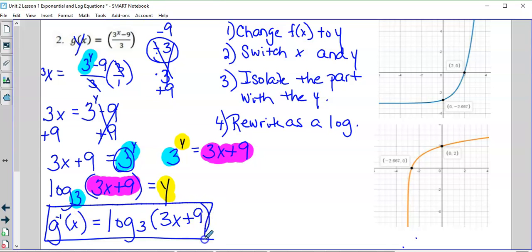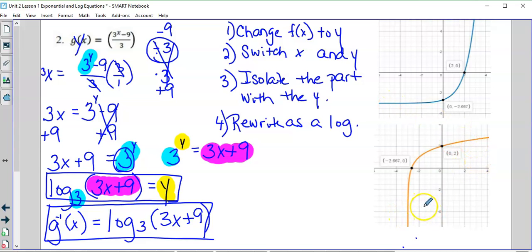And if you went over to Desmos and you graphed this, you would see that orange graph over there. The blue one is the original. The orange one is this log function down here. So they are kind of mirror images of each other over that diagonal line.